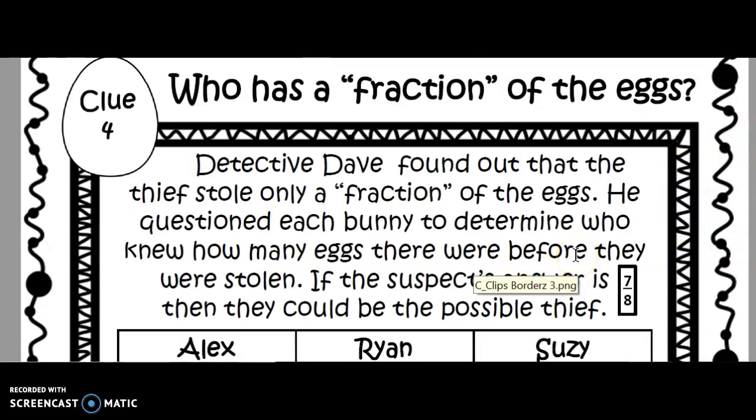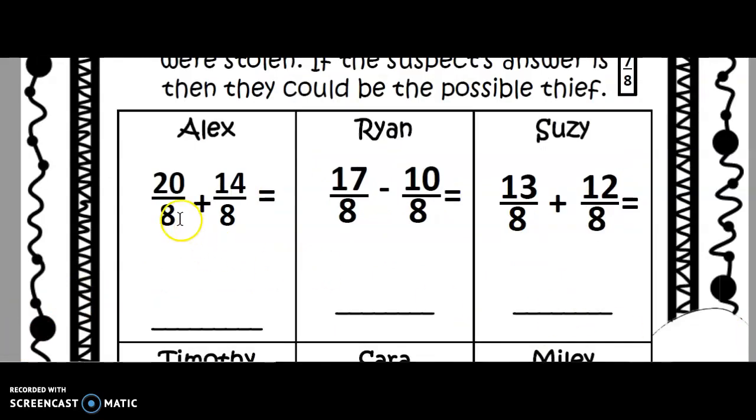Oh no, fractions! Detective Dave found out that the thief stole only a fraction of the eggs. He questioned each bunny to determine who knew how many eggs there were before they were stolen. If the suspect's answer is 7/8, then they could possibly be the thief. Let's find out. So now I have to add my numerators. Let's take a look at this first one.